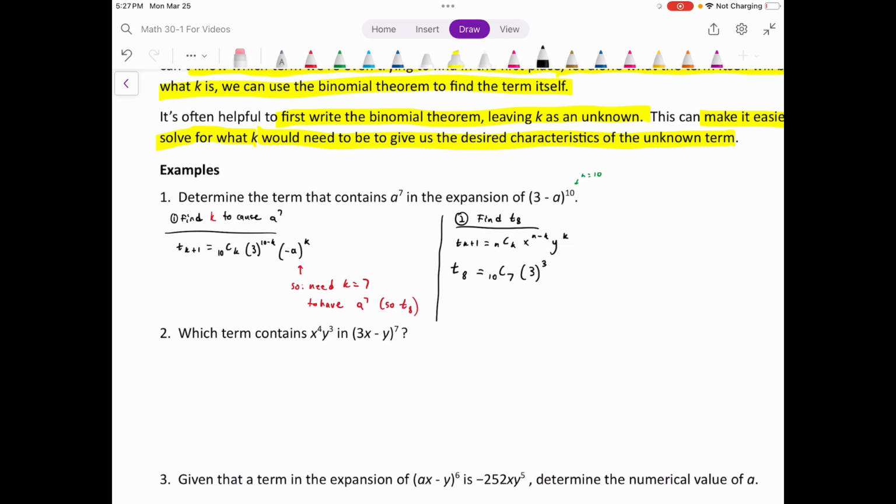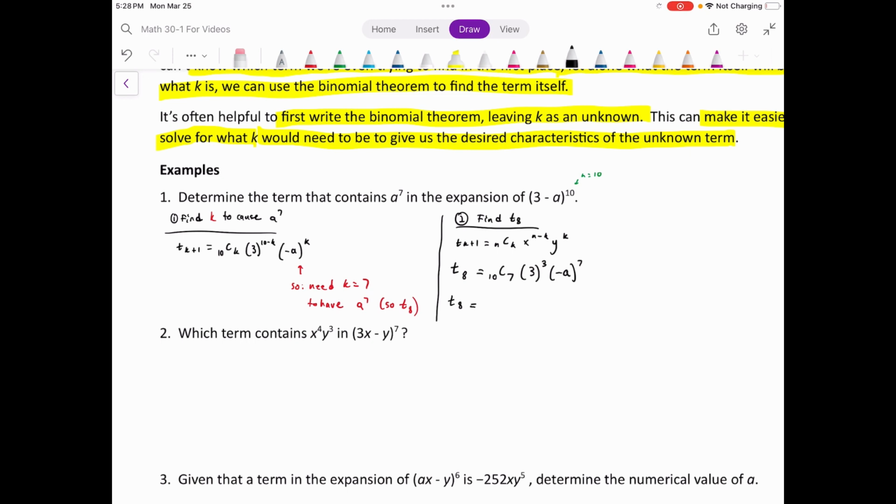And be careful, our y is not a, our y is negative a. And that's being raised to the power of k, which we figured out is 7, in order to get an exponent of 7 on a. And we'll be able to check our work the same way as we did with the constants, right? We're trying to find the term that contains a to the power of 7. So once we find this term, it better contain a to the power of 7. It's looking pretty promising. There's going to be some coefficient stuff going on, but we can tell that the exponent on a will indeed be 7.